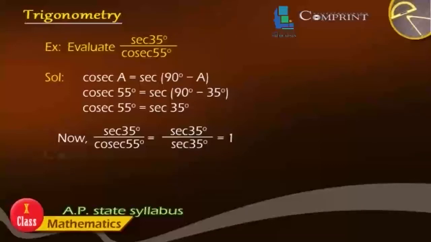Example: evaluate sec 35° / cosec 55°. Solution: cosec A = sec(90° − A). Cosec 55° = sec(90° − 35°) = sec 35°. Now, sec 35° / cosec 55° = sec 35° / sec 35° = 1.